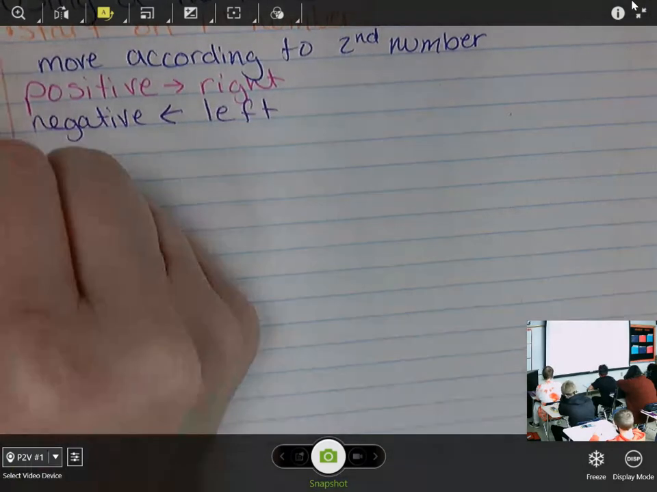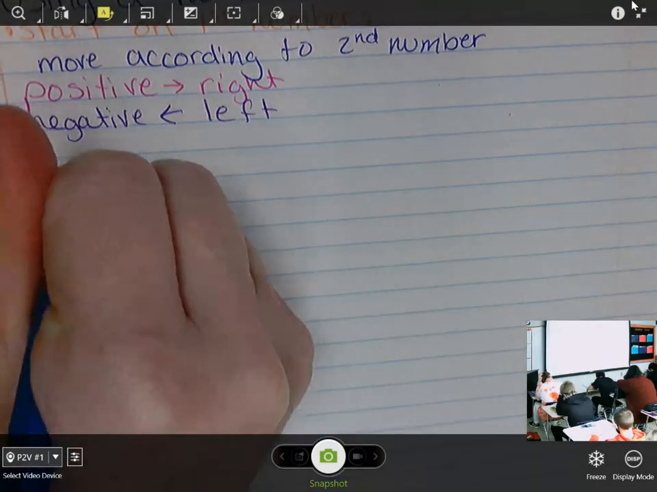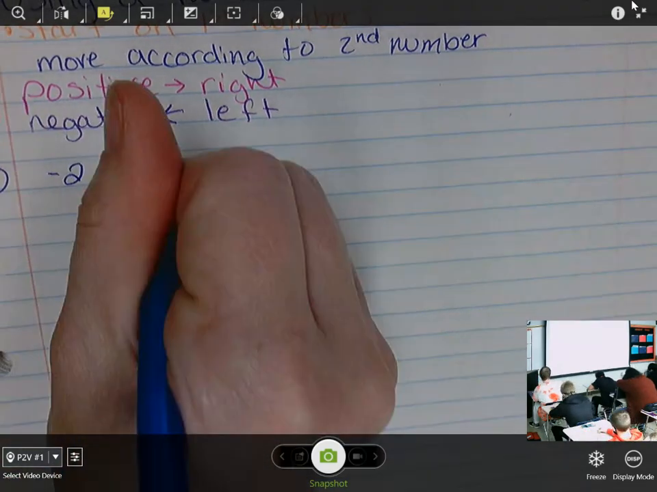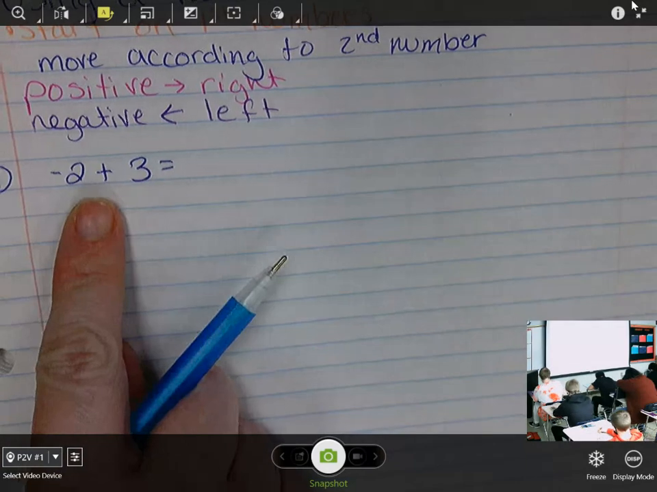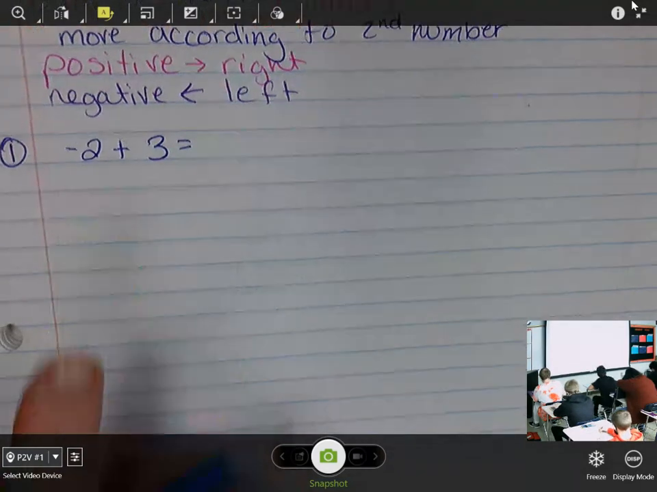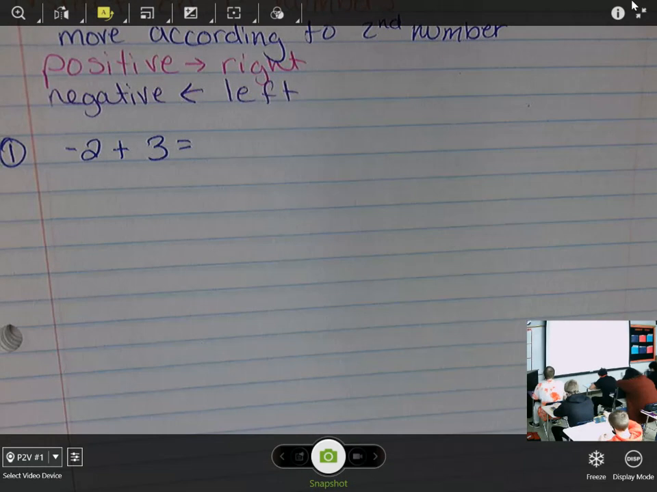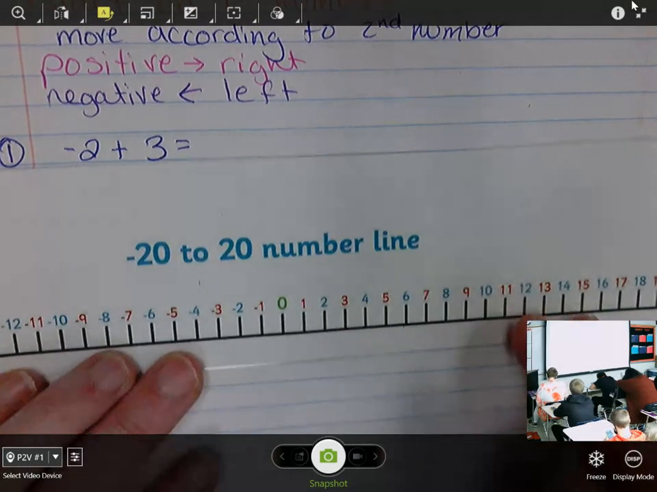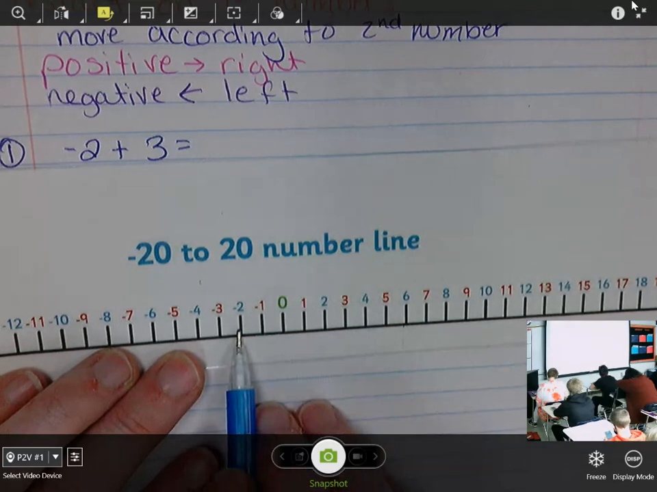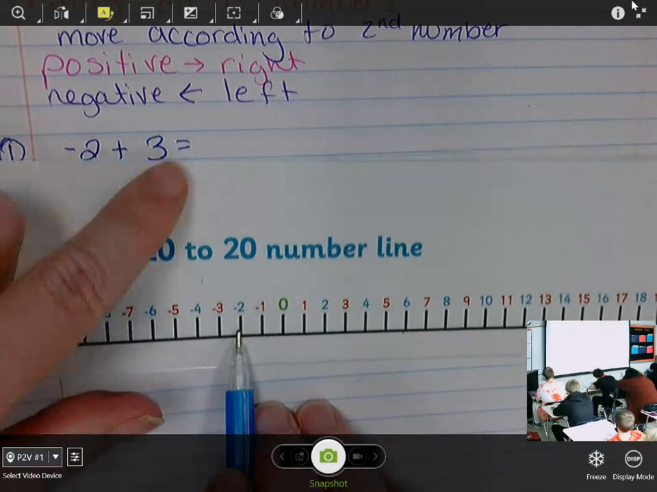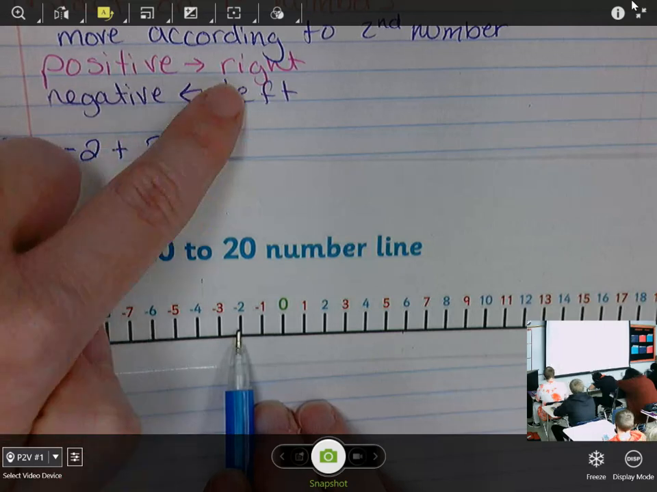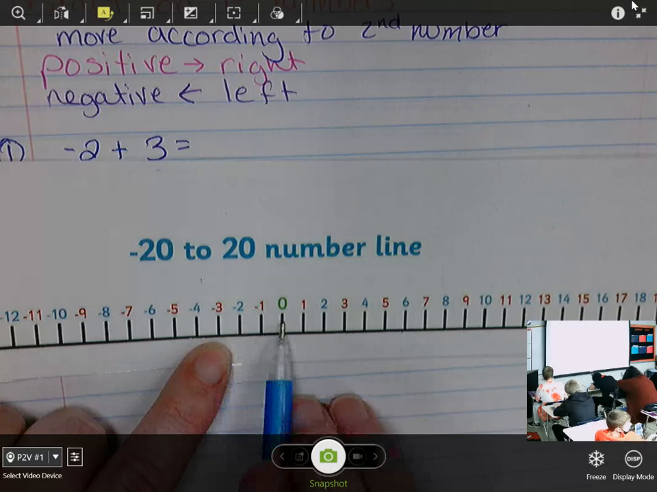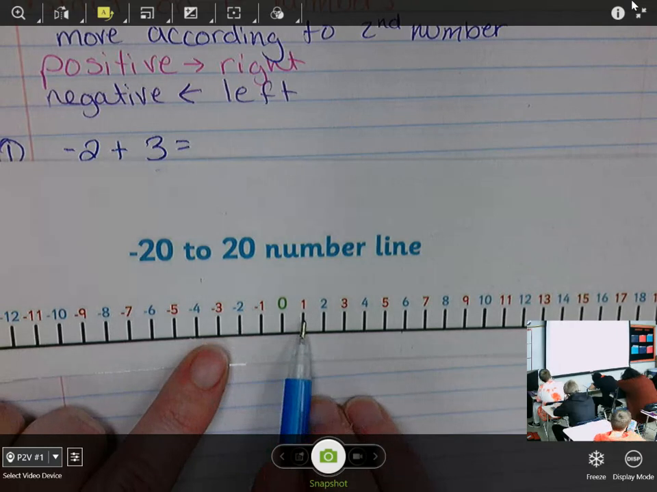Write number 1: -2 plus +3. Write that down first. Then I need you to go to your number line and find -2. So right here is -2, and it says add +3. Well, positive says go to the right. So starting at -2, you go to the right 3 units. There's 1, 2, 3. The number you end up on is your answer.